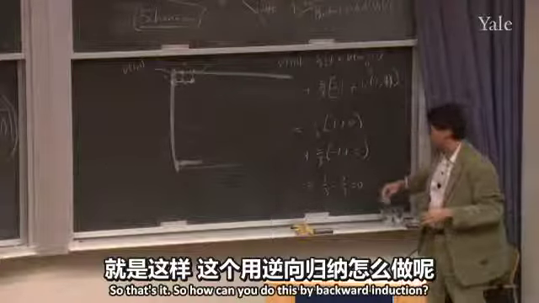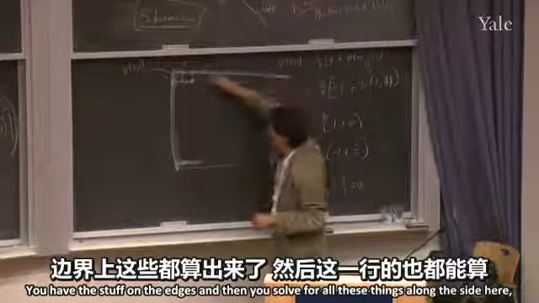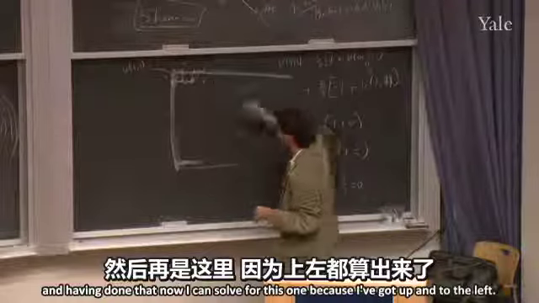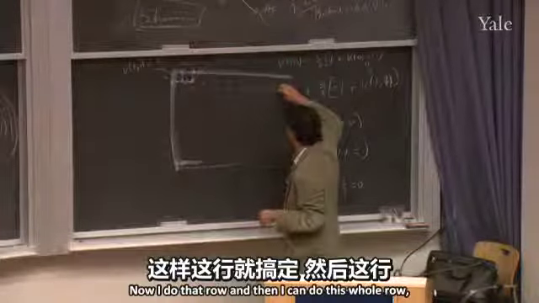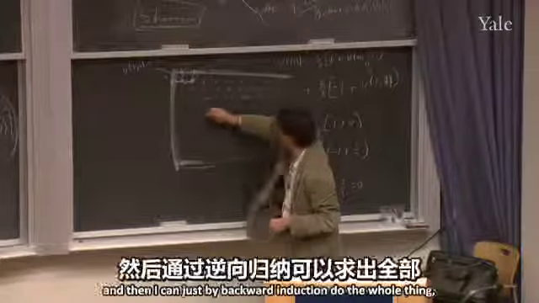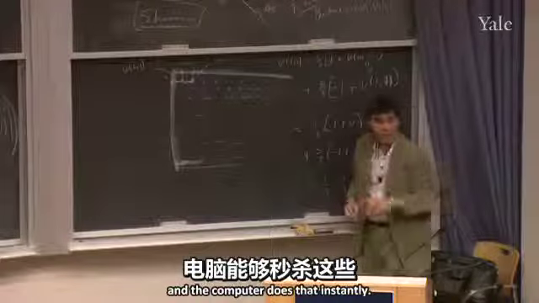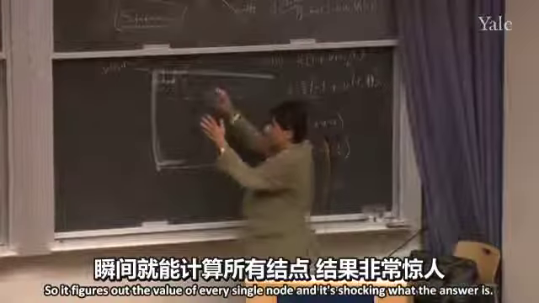Okay, so that's it. So how can you do this by backward induction? You have the stuff on the edges, and then you solve for all these things along the side here. And having done that, now I can solve for this one, because I've got up and to the left, and I do that whole row. Then I can do this whole row, and then I can just, by backward induction, do the whole thing. And the computer does that instantly. So it figures out the value of every single node, and it's shocking what the answer is.